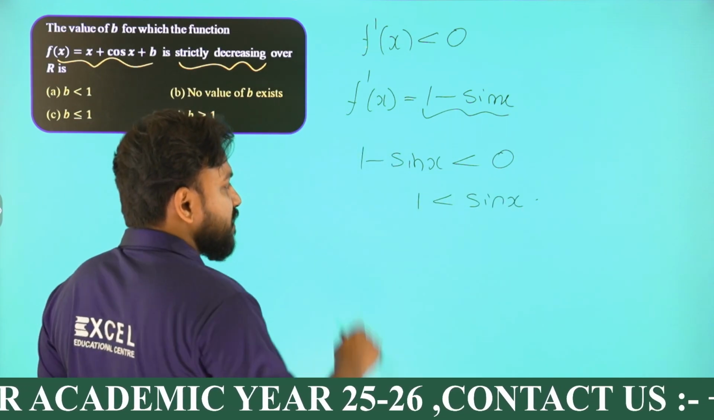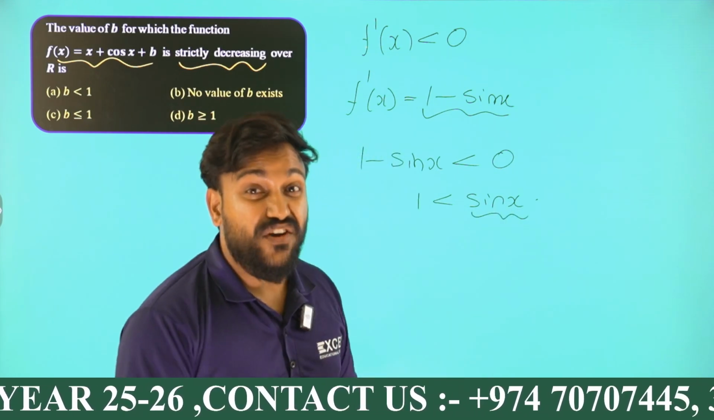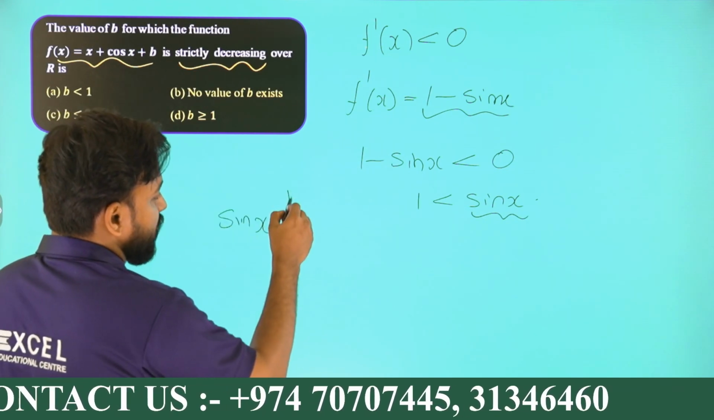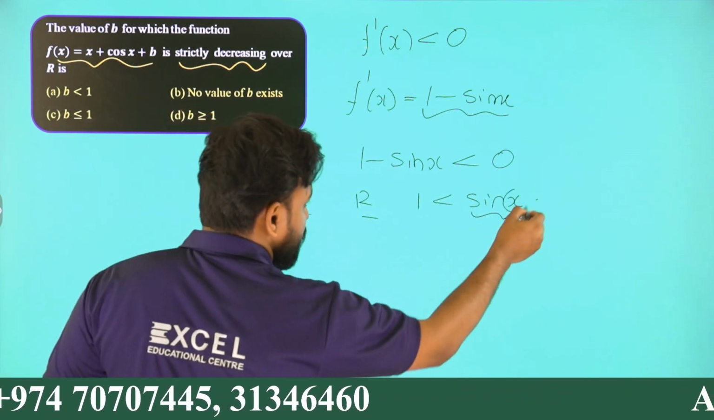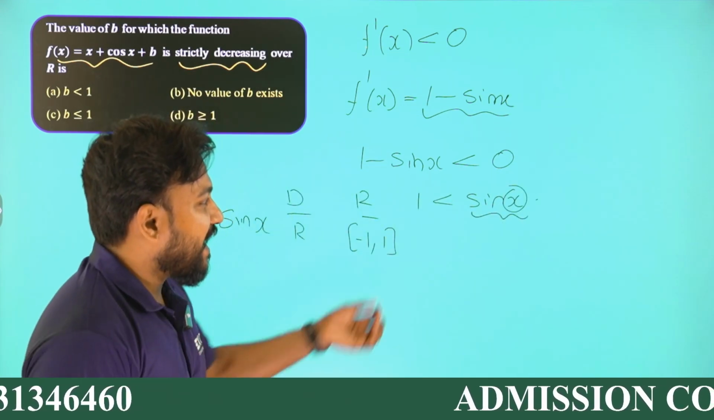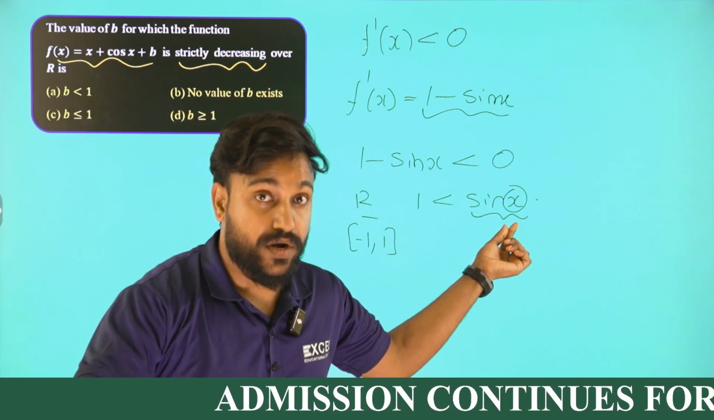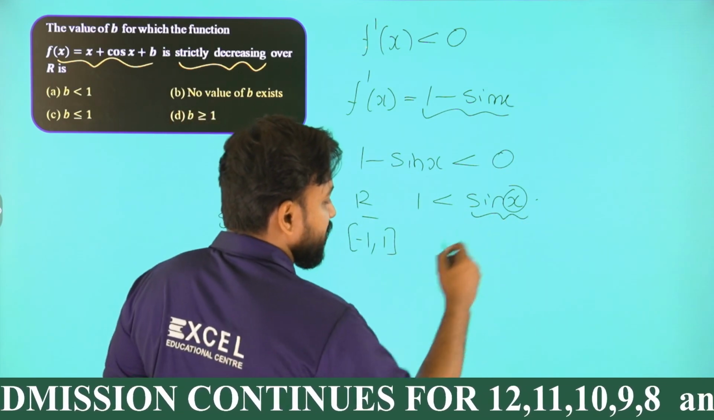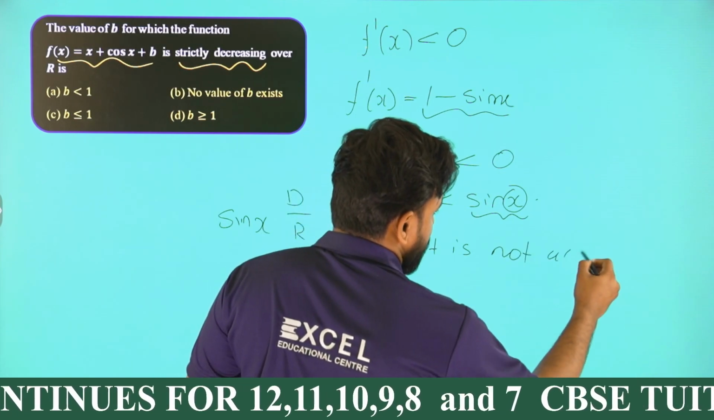Ready? So 1 is less than sin x, and sin x should be greater than 1. The value of sin x is between what? The domain and range of sin x. You have to know that, domain and range. The domain is any real number. You can put any real number for the sine, but the value will lie between -1 and 1. And in this condition, they said 1 is less than sin x, so sin x is bigger than 1. What does that mean? Sin x can't be bigger than what? 1. This inequality is not acceptable.